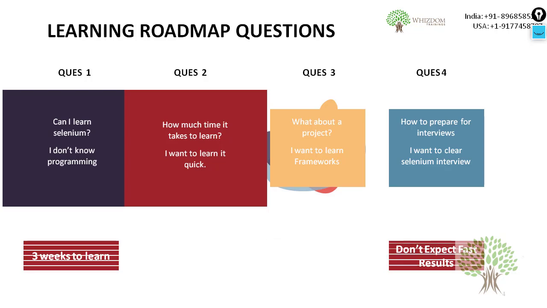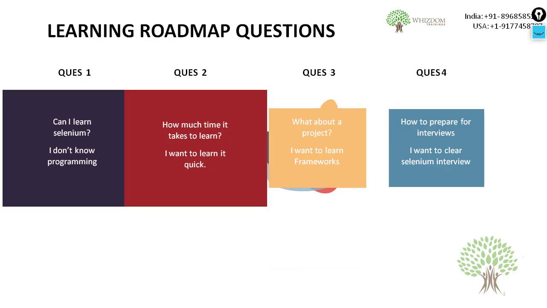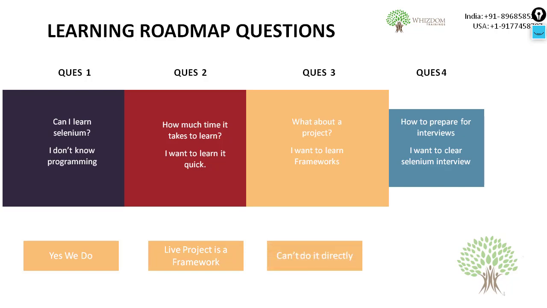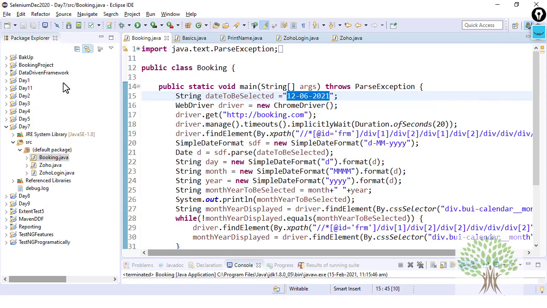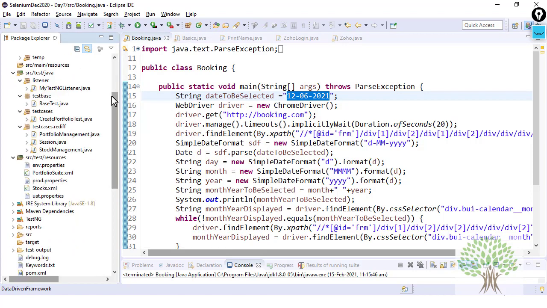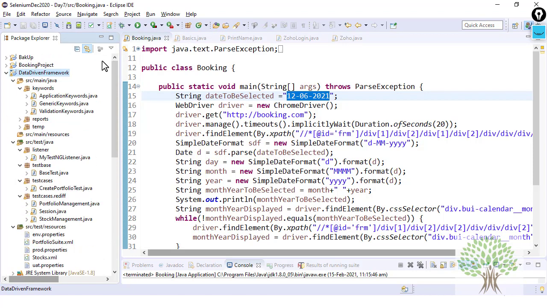All right, now the next question is generally, what about a project? I want to learn framework designing and all that stuff. Well, this is a very common question. We do cover a project, and a project is known as a framework in automation, and you cannot do the project directly. You have to understand Selenium commands, TestNG, different things which I'm going to tell you before you jump over to a project. For example, this is a project over here, a data driven framework. In the last batch I had taken it, it's got a lot of functionalities. You cannot just directly build it on the first day.